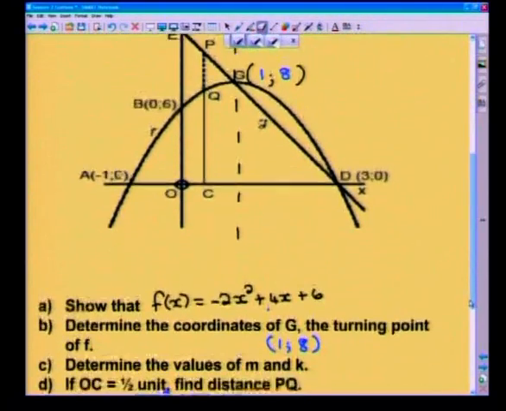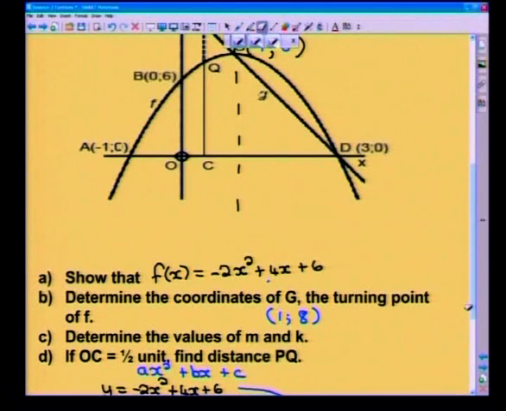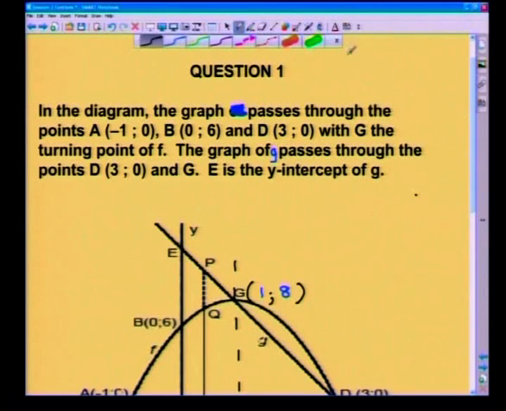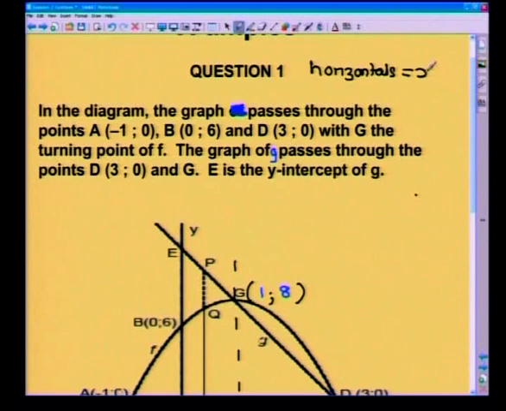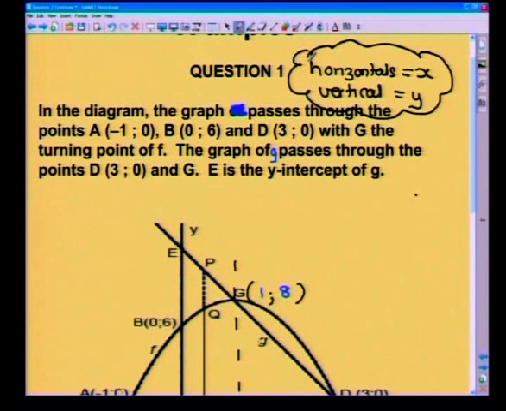Right, so going back to the questions then, the next question says to me, if OC is half a unit, find the distance PQ. Now, at this stage, I want to stop for a few minutes and talk about distance. What is very important here is that you remember that horizontals are x values and verticals are y values. That's worth remembering in every aspect of mathematics.